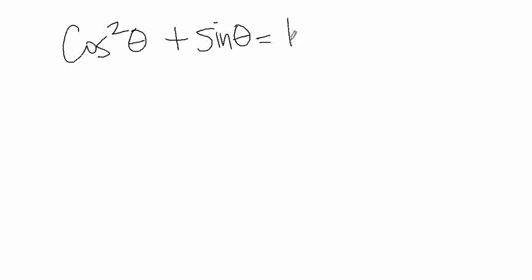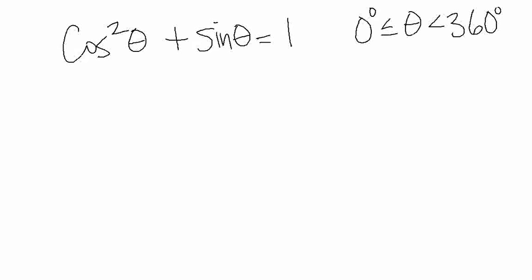Suppose you wanted to solve this trigonometric equation: cosine squared theta plus the sine of theta equals 1. And let's find solutions with respect to values greater than or equal to 0 degrees and less than 360 degrees. Okay, so you hopefully know how to solve an equation that has just cosine or just sine in it. This one unfortunately has both.